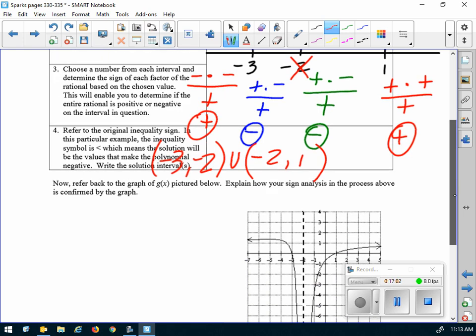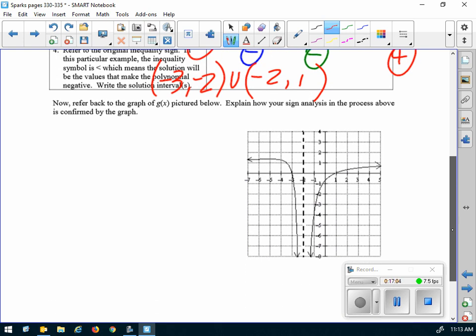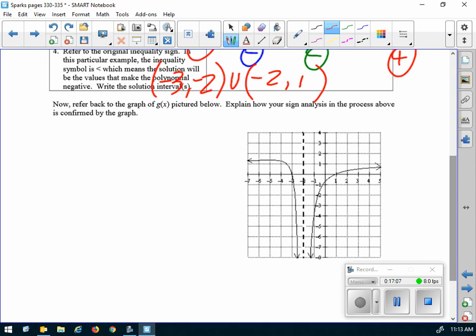Let's look at the graph down here. Less than 0. What does that tell you about the graph? Where does it need to be if the y values are less than 0? Below the x-axis. Let's look below the x-axis. Between -3 and -2, and between -2 and 1. Questions? Let's move on.